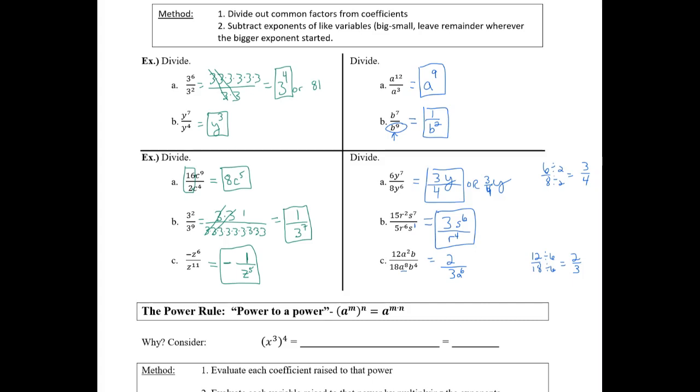Moving on to the b's. B divided by b to the 4th. Only one b would divide out. 4 minus 1 would be 3, and those 3 would again be left over in the denominator since there were more b's in the denominator than the numerator. And there you have it.